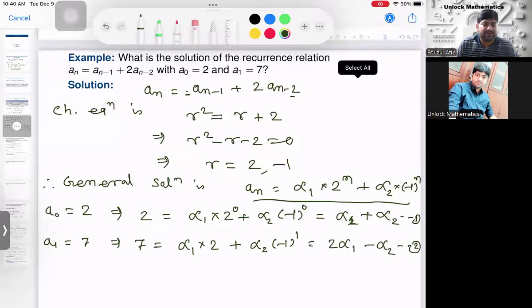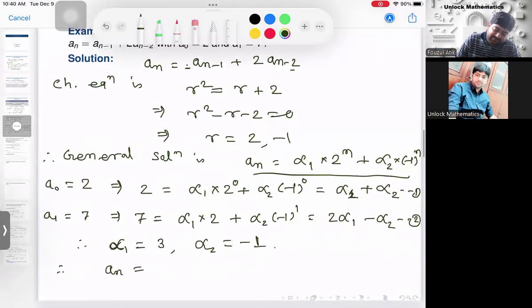I can solve for it. If you solve it by the elimination method, you will get alpha 1 is equal to 3, and alpha 2 is equal to minus 1. So these are the solutions. Hence the final solution: a_n is equal to alpha 1, whose value is 3, into 2 power n, then minus 1 into minus 1 to the power n, so minus of minus 1 to the power n.